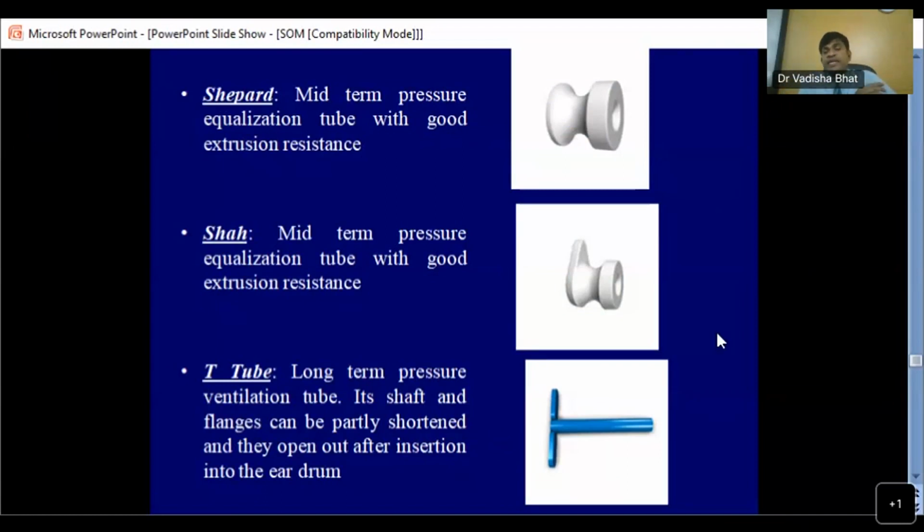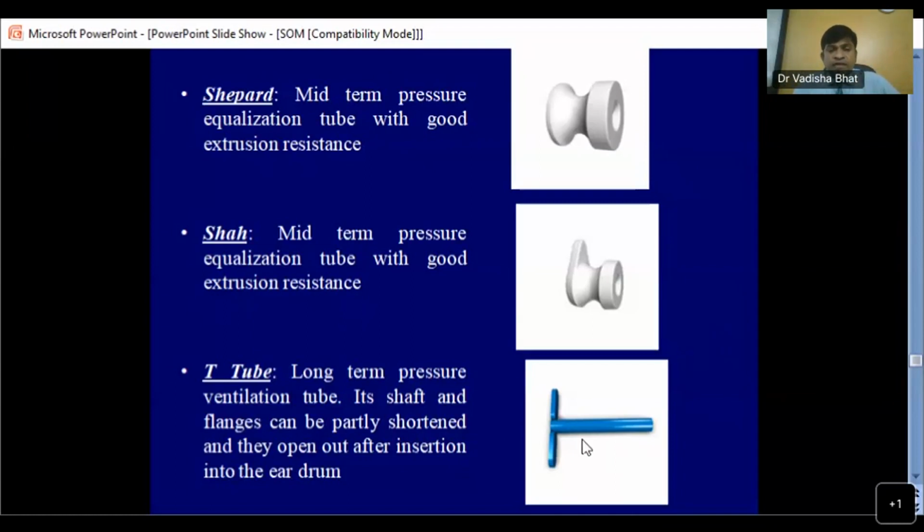However, when we need a long-term tube, for example, a patient with a cleft palate, where a short-term tube is not enough because the tube dysfunction is not going to resolve completely in the short term. So, in those cases, we need to have a long-term pressure equalization tube.